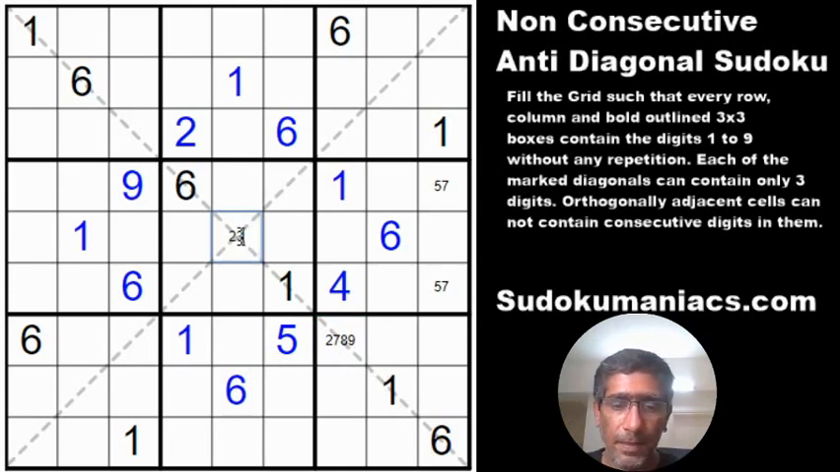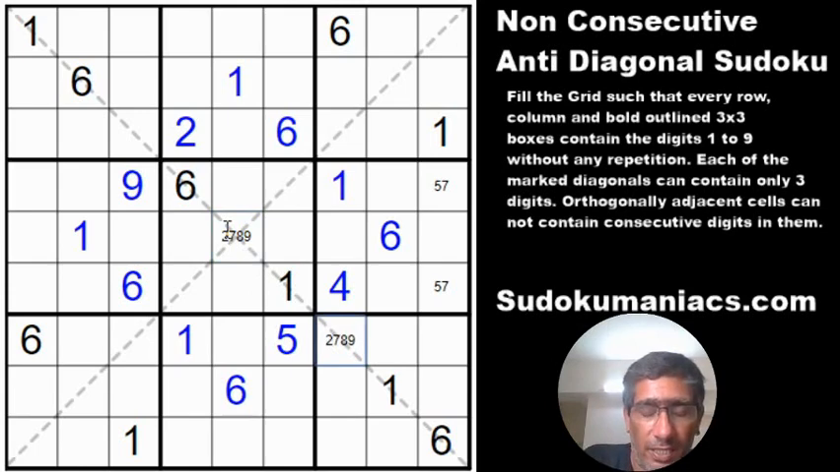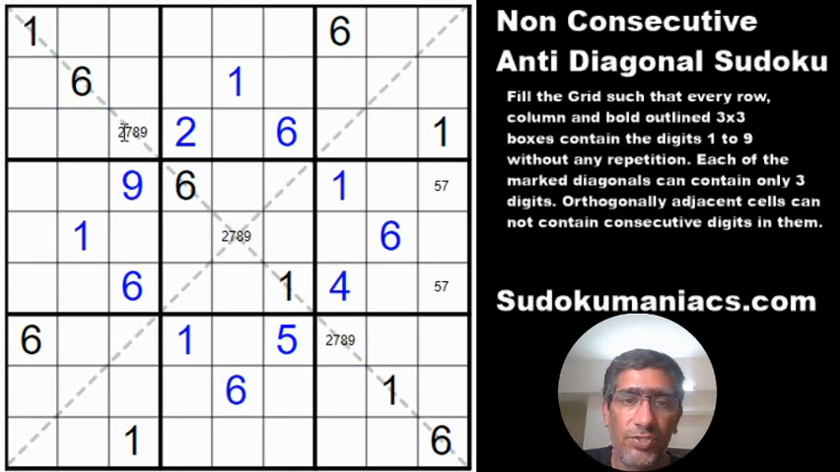2, 3, 4, 5, 7, 8, 9. But since 3, 4, 5 cannot occur in R7, C7, we can safely eliminate them. Correct? So that we have 2, 7, 8, 9. Because unique numbers can be eliminated, since we know that there can only be 3 digits along the diagonal. Correct? So here also I should have 2, 7, 8, 9, but I can't have a 2, I can't have a 9, and since 8 is consecutive to 9, I can't even have an 8. So blindly we get a single 7.